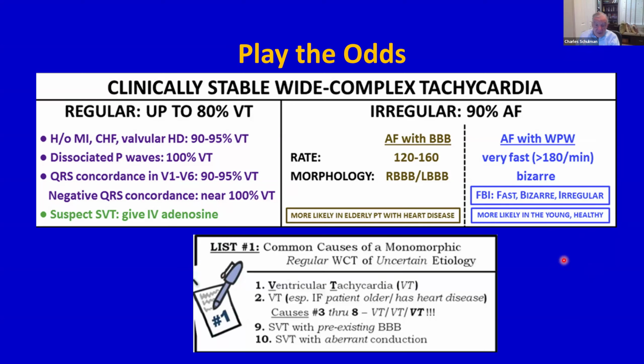Okay, and so the common causes of monomorphic regular wide complex tachycardia of uncertain etiology are ventricular tachycardia is number one. Numbers 2, 3, 4, 5, 6, 7, and 8 are all ventricular tachycardia. Number 9, in terms of prevalence, is SVT with a pre-existing bundle, and 10 SVT with aberrancy.